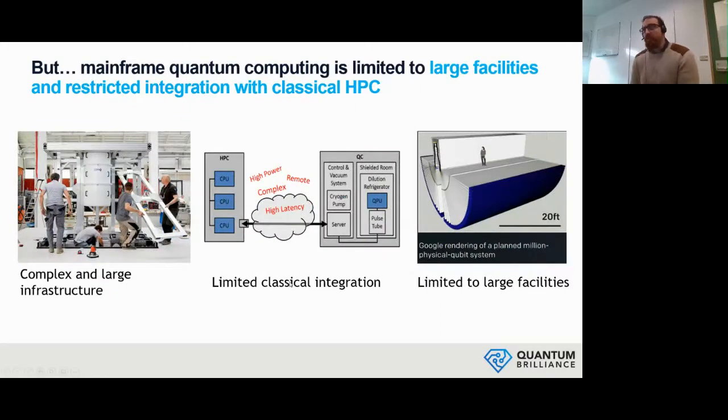But mainframe quantum computing is limited, really. And why is it limited? Because obviously you have that mainframe size, power, and complexity to worry about. And also the connection to the HPC center is obviously a connection that brings latency. On your right, you could see a Google rendering of the planned million physical qubit system. This is very impressive, but the size is massive, obviously. So you naturally can only compete with the supercomputer. You cannot compete in the edge applications.